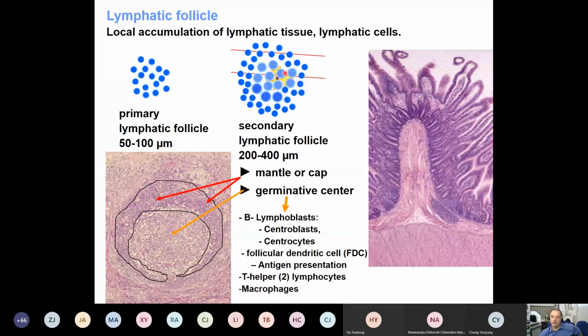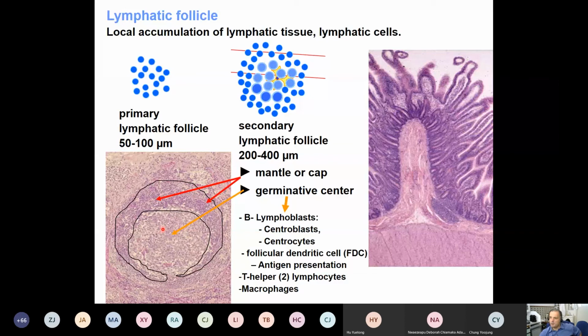It's like if you cut a boiled egg, you may cut in a way that you don't hit the egg yolk, the yellow part of the egg. Everyone knows that there is a yellow part in the center, but it's not necessary to hit it. For the same reason, one may miss the germinative center. Therefore, if you see a lymphatic follicle and you do see the germinative center, it's a secondary one. If you do not see that, it might be a primary one, but it might also be a secondary one where you missed the germinative center because of this 3D structure.